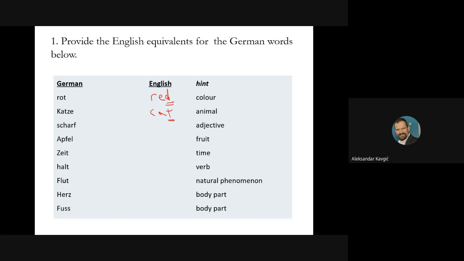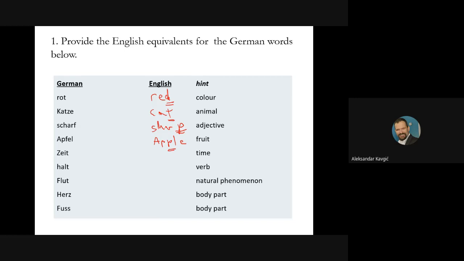Then can you guess what sharp is in English? Sharp, yes. So P became this F in the final position. So this is sharp. I will again underline it. I guess this is too easy, right? What's an apple? Yes, this is the company that produces super expensive phones. So this is Apple. Of course, here we are looking at this second P as changing.